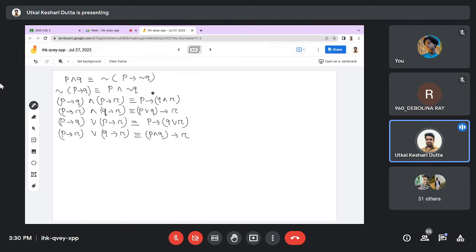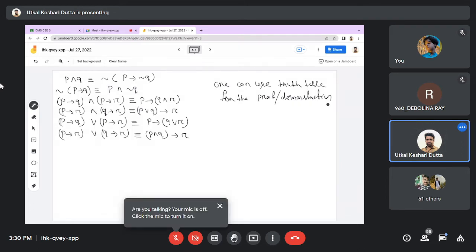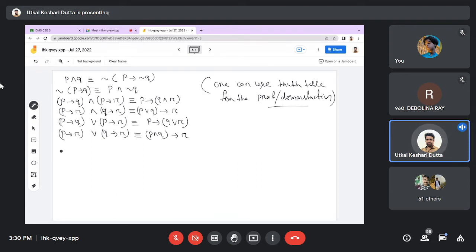See, for all these equivalences you can use a truth table for the proof, verification or demonstration of these logical equivalences. Okay. There are some logical equivalences using the biconditional connector.